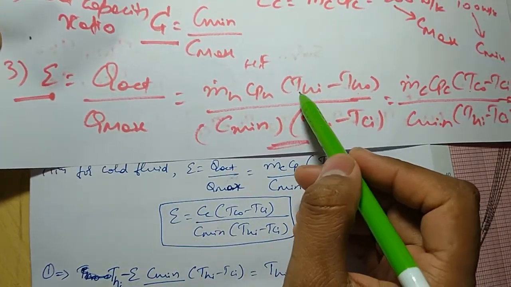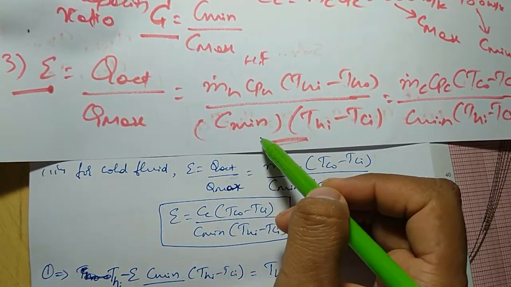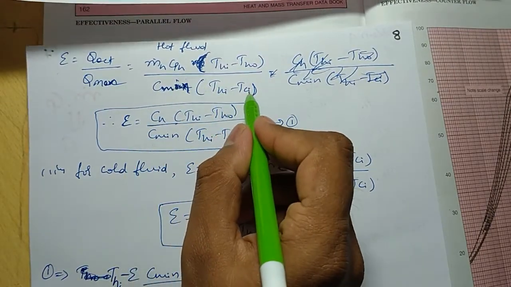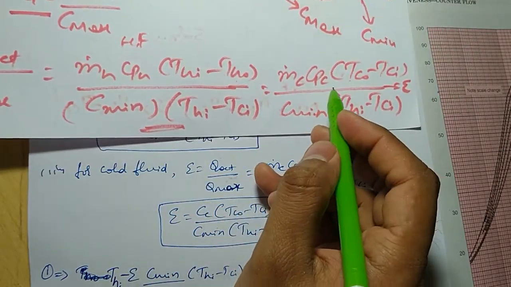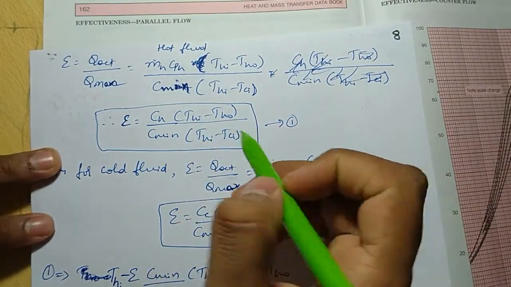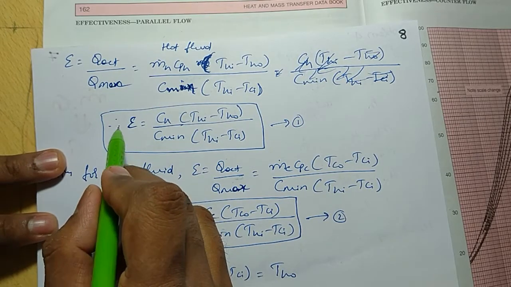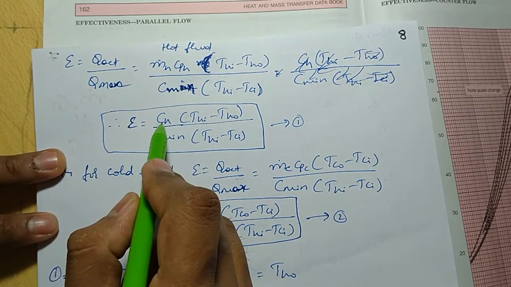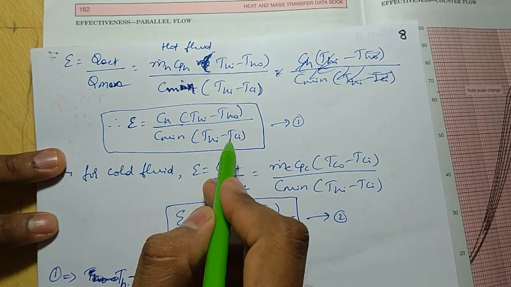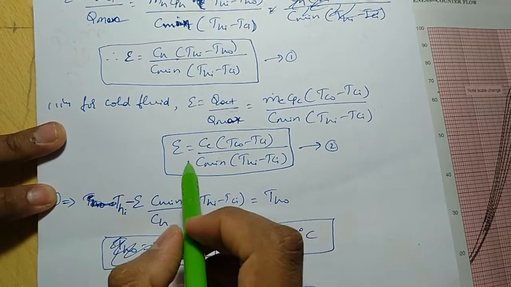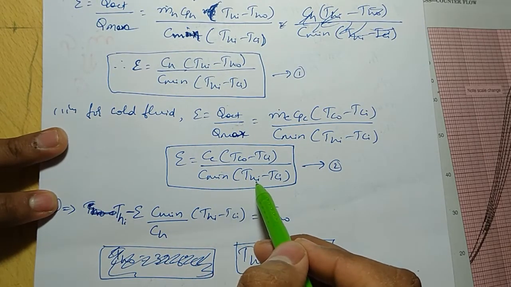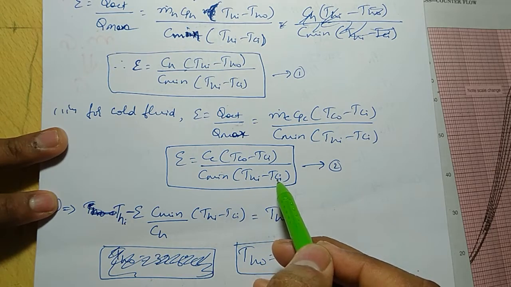Q actual, for the hot fluid, this is the equation. For Q max, C minimum THI minus TCI, and for the cold fluid, this is the equation I have taken, the same equation. Therefore effectiveness is equal to m dot h Cph, in place of that I can write CH, THI minus TH naught, over C minimum THI minus TCI. Similarly for the cold fluid, CC TC naught minus TCI divided by C minimum THI minus TCI.